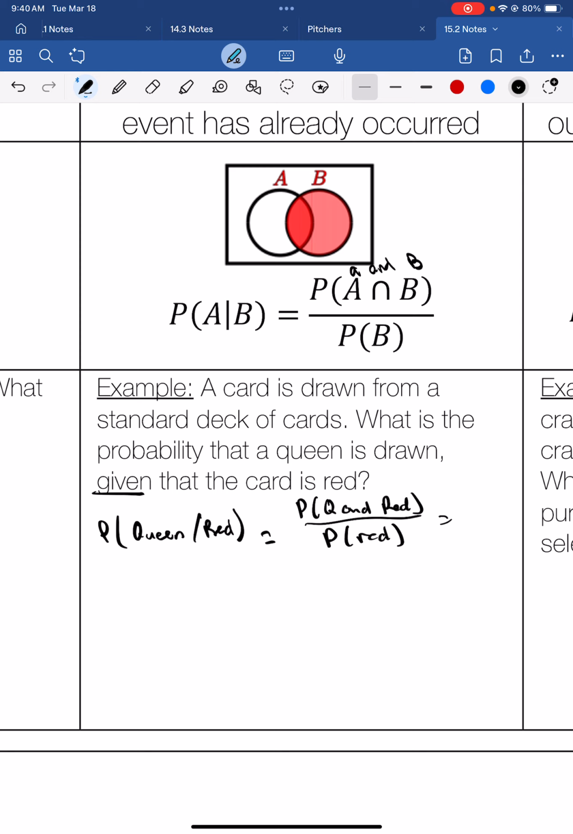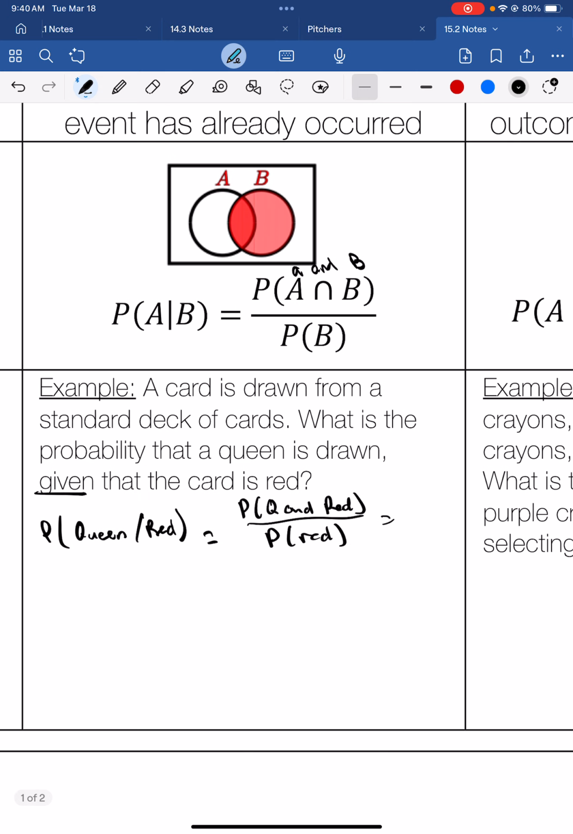Well, if we think about a deck of cards, in a deck of cards there's 4 queens, but only 2 of the queens are red. And then in a standard deck of cards, half the cards are red. So that'd be 26 total cards there. And when you divide that, that's going to give you 1/13. So we just need to remember this formula right up here. This will help us when we're doing the probability given that an event has already occurred.